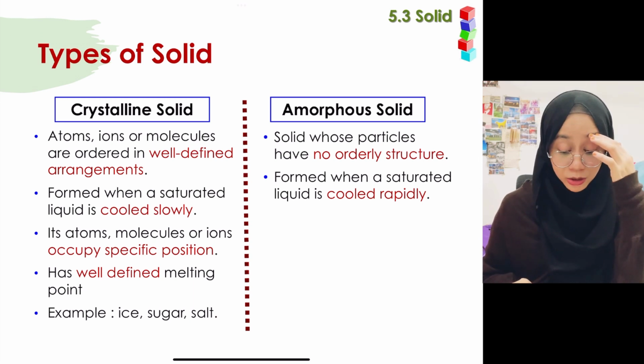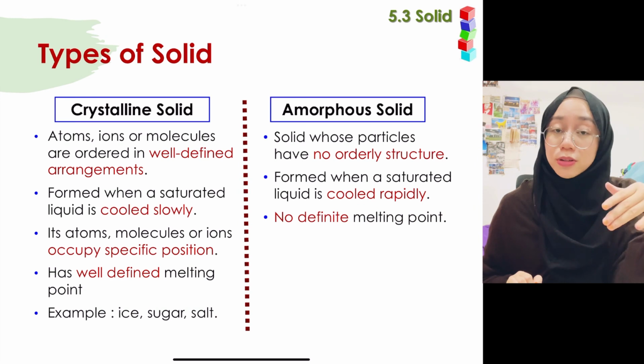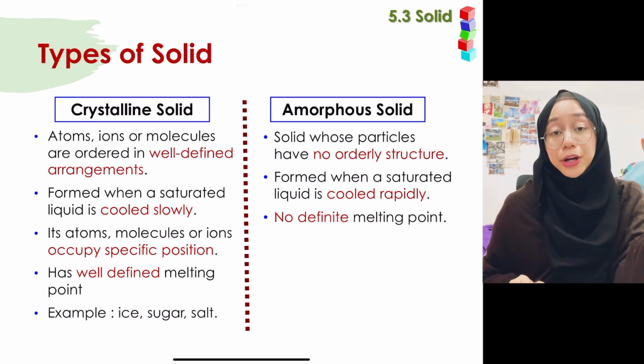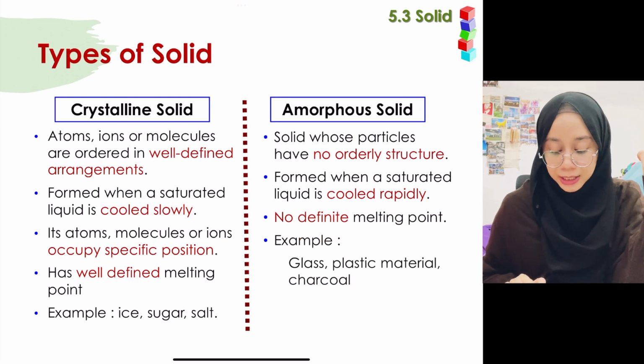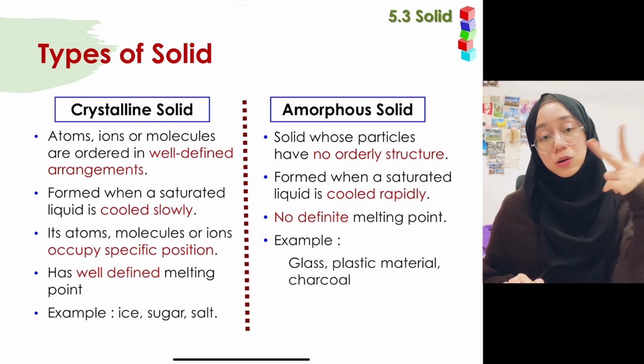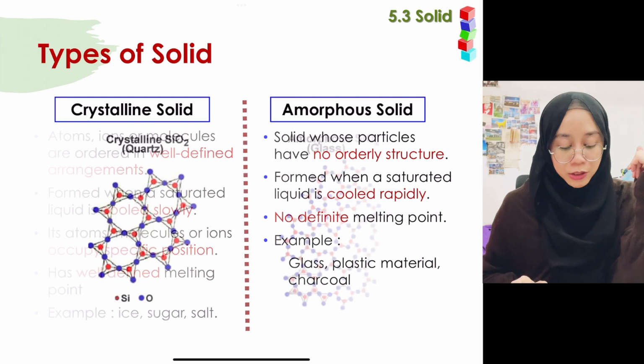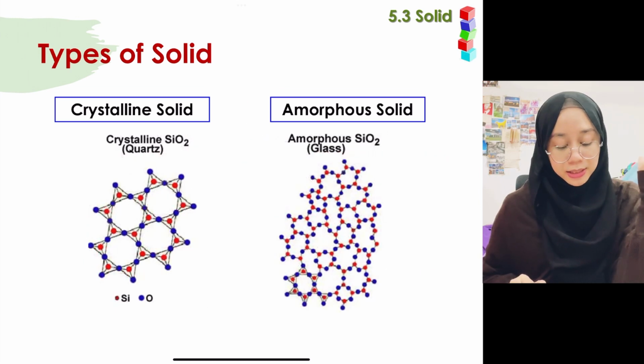Tapi if something yang kita slow down kan dia punya cooling process tu, it will eventually form a crystal like, okay, crystal like solid. So kalau amorphous solid, dia tak ada a definite melting point in comparison to a crystalline solid. Okay, so for example kita ada glass, plastic material or charcoal.